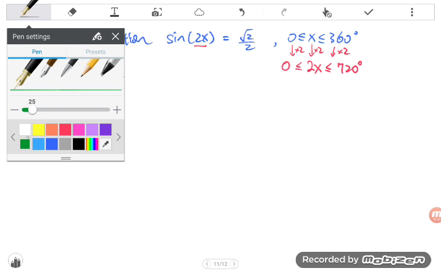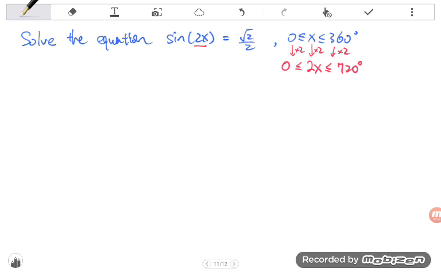And how does that help us? Let me show you. Let's say w is equal to 2x, which means sine of w is equal to root 2 over 2. I've just changed this to w, and the new boundary would also be changed, where I will have 0 is less than or equal to w less than or equal to 720. And right now, the format looks pretty much the same as the examples that we did earlier, right?